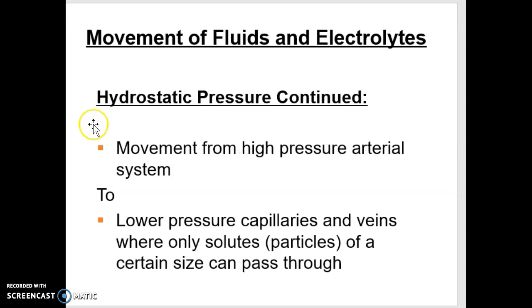The blood is moving from the high pressure arterial system to the lower pressure capillaries and veins, where only solutes of a certain size can pass through. So it's the pushing out from the bloodstream into the capillaries, nourishing the cells, and then the pressure lowers on the venous end so the blood can return.